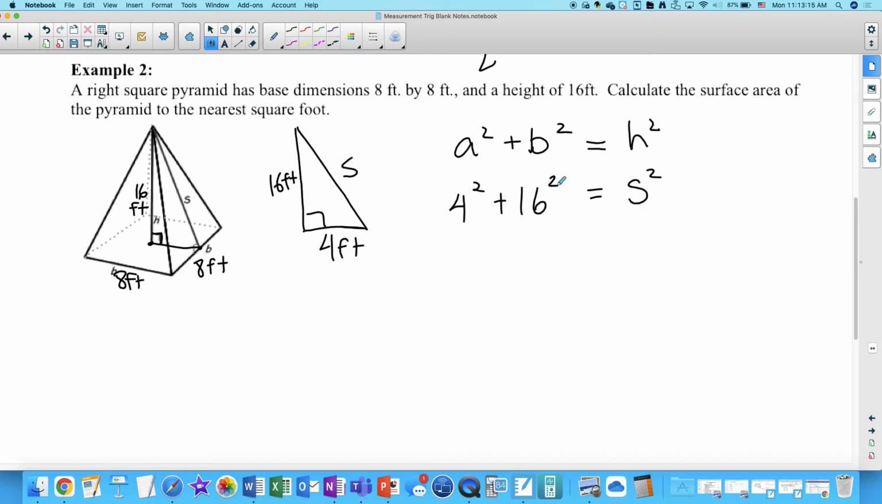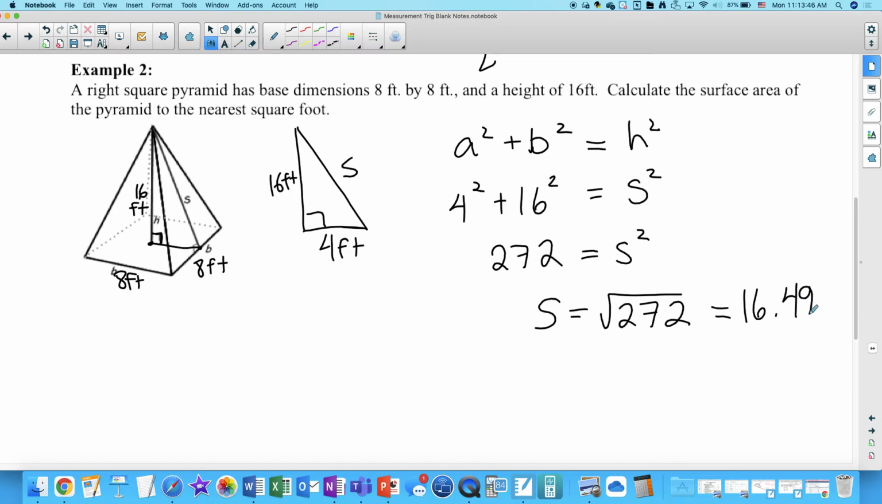Okay, so if we add up 4 squared plus 16 squared on a calculator, that is 272 equals s squared. So how are we going to get s? Square root it. And that works out to be 16.4924. I'm going to keep 4 decimal places.